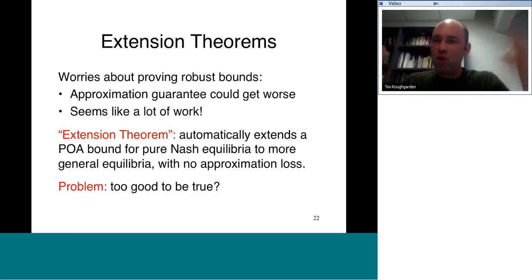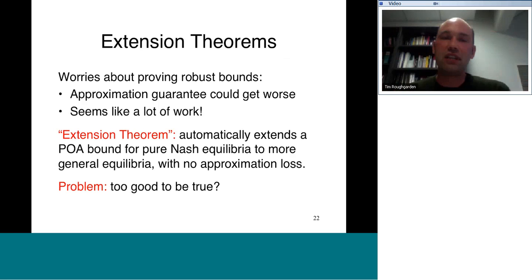You thought you had a cool result, you proved a factor of 2 for pure Nash equilibria, but then it turns into a factor of 1,000 when you look at these more general equilibrium concepts. So if an extension theorem exists, it dodges both of these problems by definition. You don't have to do any work to get the extension, and the approximation guarantee remains exactly the same. So it's fine to daydream about the existence of an extension theorem. Probably seems a little bit too good to be true.